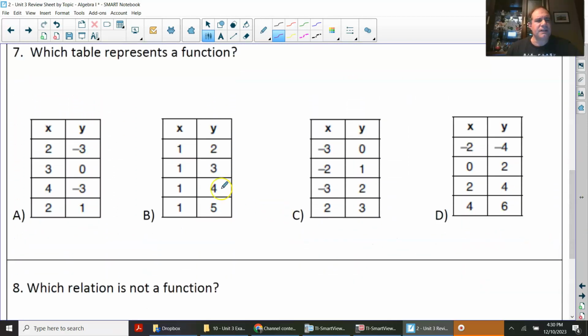Which table represents a function? 2 repeats there, it's not a function. 1 repeats all the way with different y's, that's not a function. -3 repeats with 2 different y's, that's not a function. And -2, 0, 2, and 4 do not repeat, it is a function.